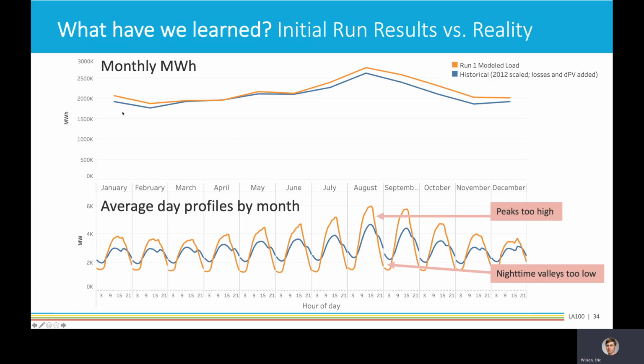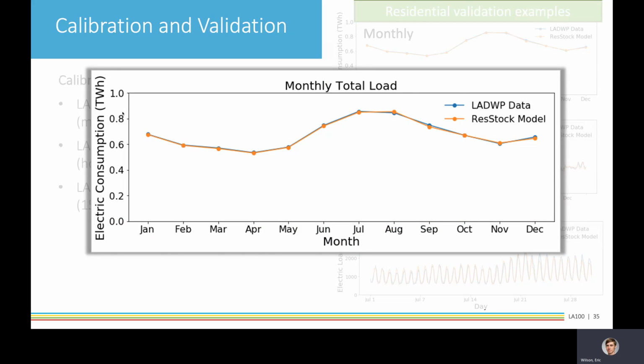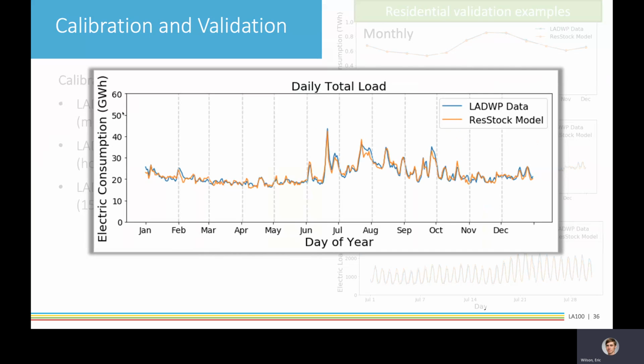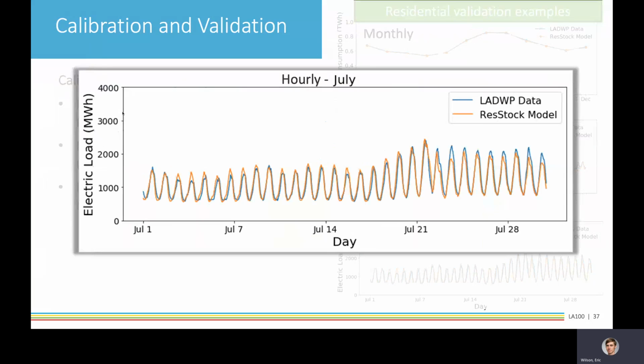And after this calibration process, you can see that the monthly totals of electricity consumption compared well to our model output. Those daily totals using the same weather compared well. And then you can also look at hourly results, and you can see that there are some differences, but in large part, the model agreed with the ground truth data that we had. So how did we do this?